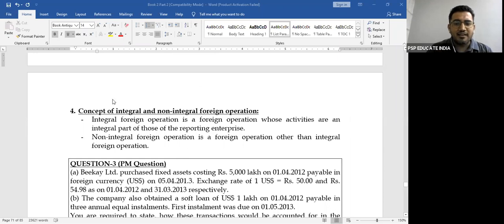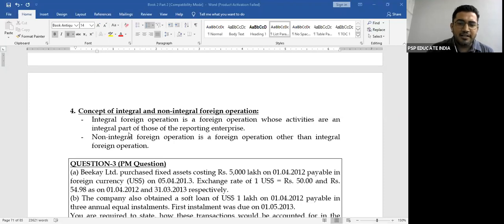Right, and then you have the last concept known as integral and non-integral foreign operation. Now let's understand what is the meaning of integral foreign operation. This is basically a concept of CA final level, but you have only these two paragraphs in your syllabus. So let's understand that. Let's first understand non-integral foreign operation. Let's first finish off the easier part.